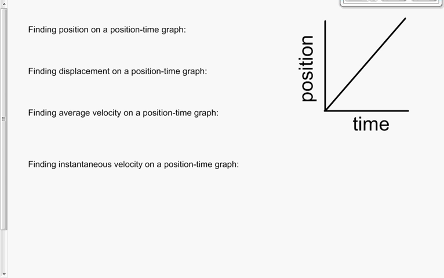Now we do have some calculations that we're going to have to do on these graphs as well, these position-time graphs. I'm going to show you, first of all, how to find position and displacement. Those are the easy ones. Whenever you're trying to find a variable that is on one of the axes of the graph, there's not going to be a calculation. It's just going to be reading it straight off the graph. Position is on the y-axis. Displacement isn't, but it's almost on the y-axis because displacement is simply defined as the change in position.